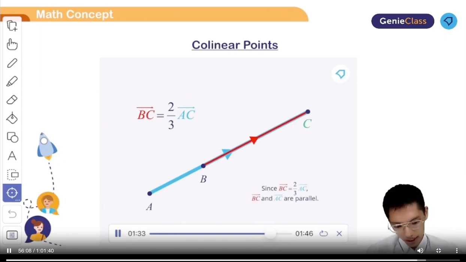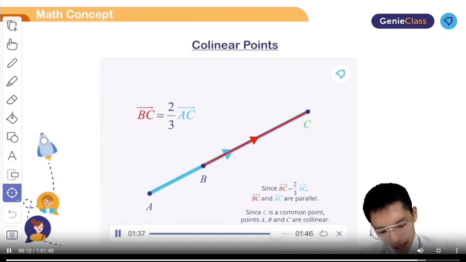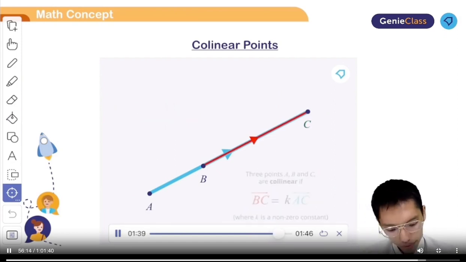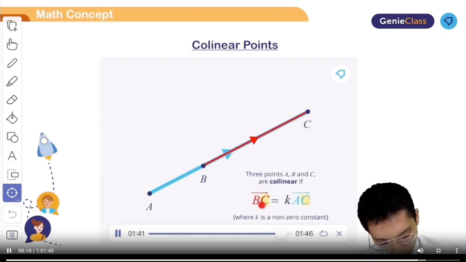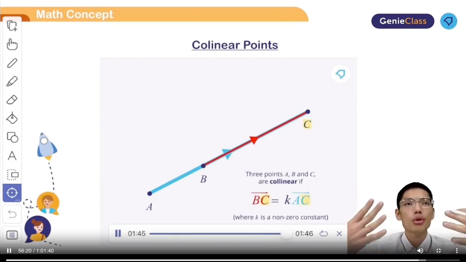BC equals AC. As I have 3, I cut it, left 2 units. And in this case, C is a common point. And following that, the common point is C. So what does this animation tell us over here?